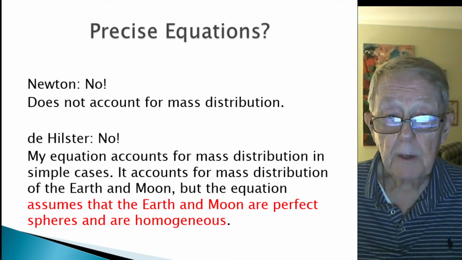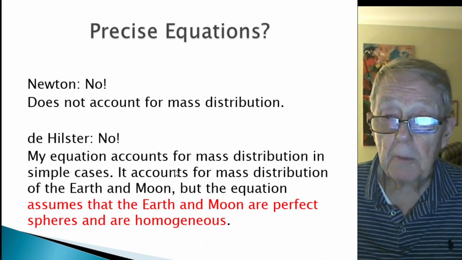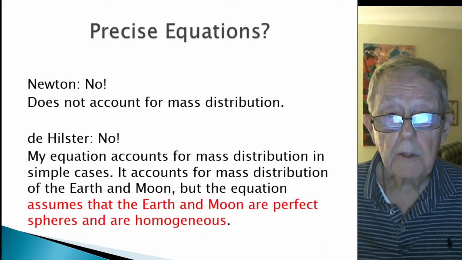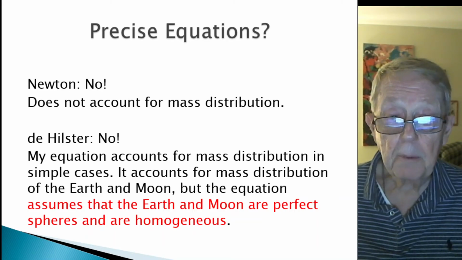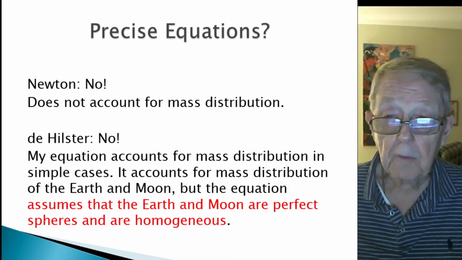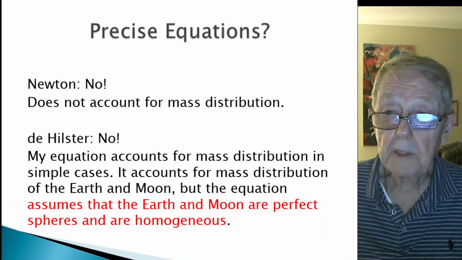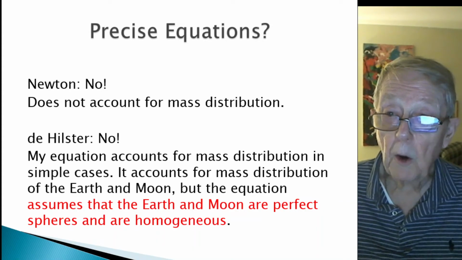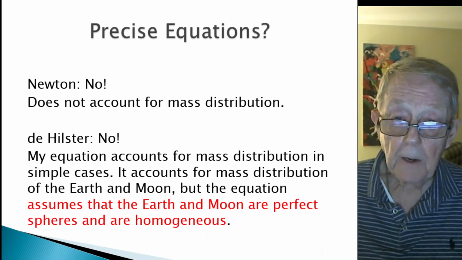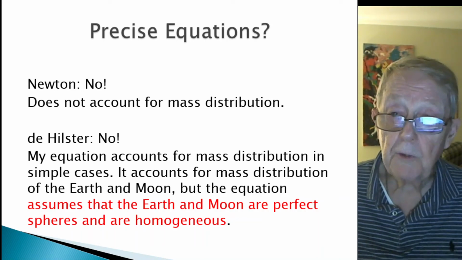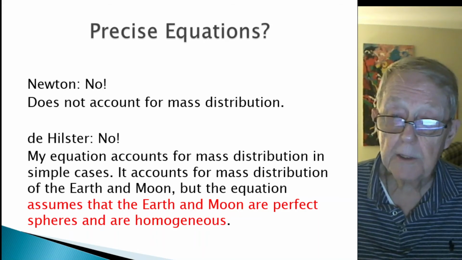Another assumption tends to make my equation more accurate, because the equation forces you to take account of mass distribution. But it doesn't tell you it can't be a perfect sphere. However, you could say, okay, I'm going to have an oblate spheroid instead of a perfect sphere. Could do that. Or you could assume there's an atmosphere around it.